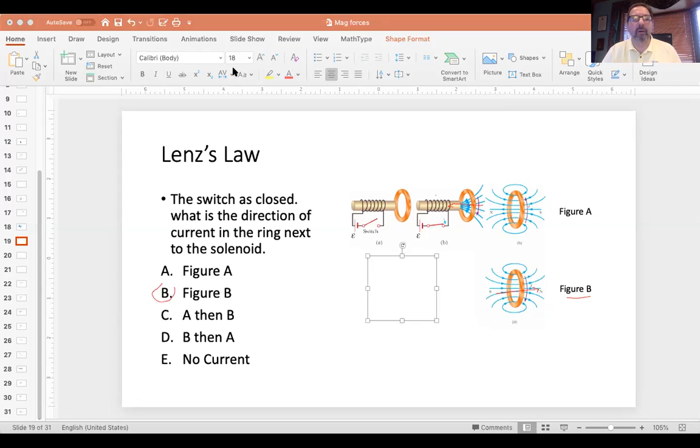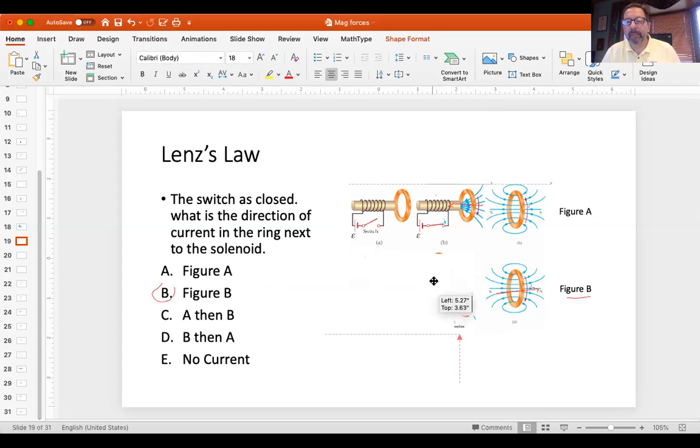I had another figure in here too. I was trying to see what. Yeah, don't worry about that. Okay, so we're good to go there. Yeah, we're going to B.